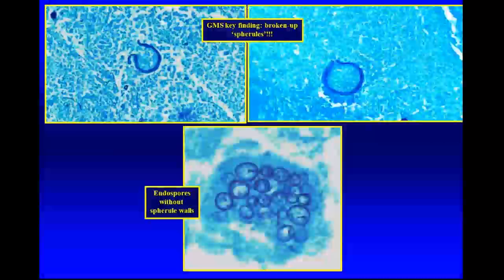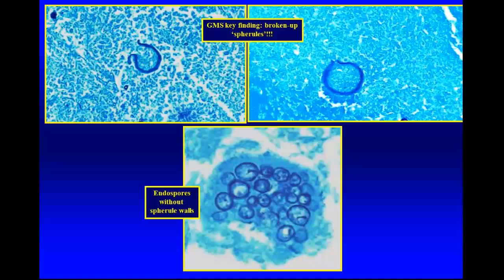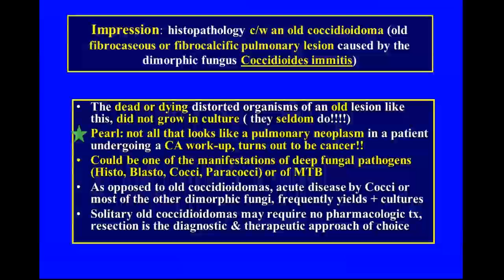And in the midst of that, the telltale spherule walls broken up with nothing inside, or a cluster of endospores that no longer have a spherule wall. Impression: histopathology consistent with an old coccidioidoma, a fibrocaseous, fibrocalcific pulmonary lesion caused by the dimorphic fungus Coccidioides immitis. As you now know, the dead or dying distorted organisms of these old lesions did not grow here, and they seldom grow. So your pearl is: not all that looks like a pulmonary neoplasm in a patient undergoing a cancer workup turns out to be cancer.